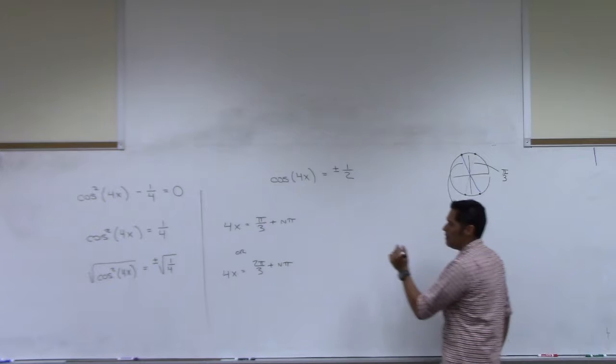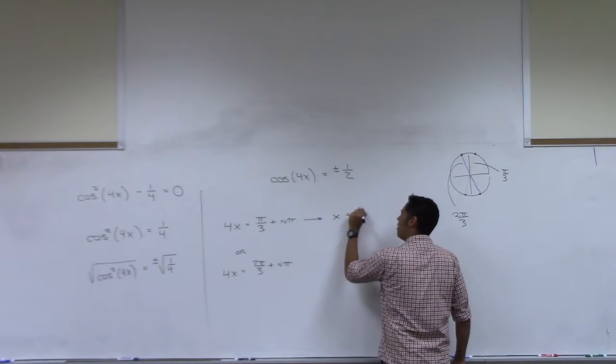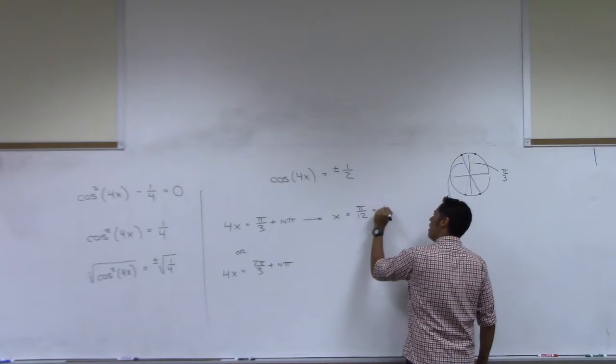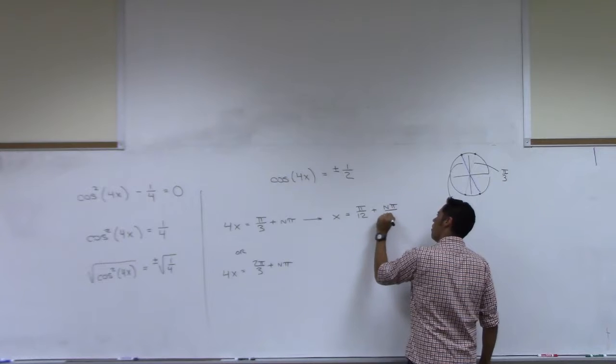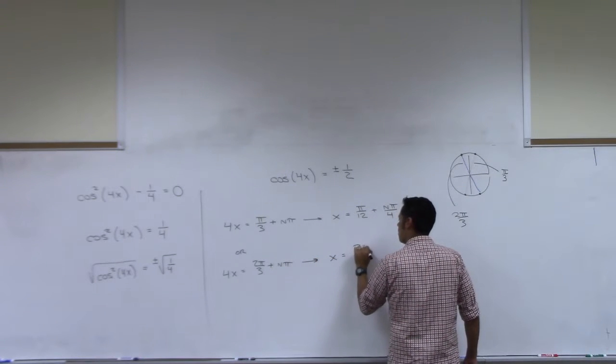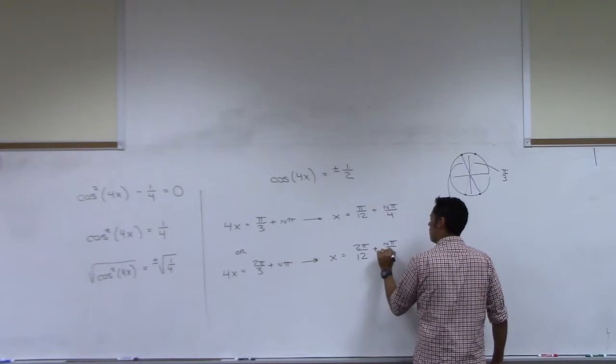So from this right here, we divide both sides by 4. We get x is pi over 12 plus n pi over 4. And on this one, we get x is 2 pi over 12 plus n pi over 4.